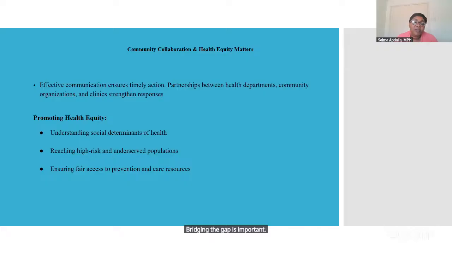Ensuring fair access to prevention and care resources. Every person deserves proper healthcare and proper behavioral health resources, and we need to make sure their needs are being met. It's really important and vital, no matter what their background is. It's very important to treat everybody as an individual and help everyone in need.